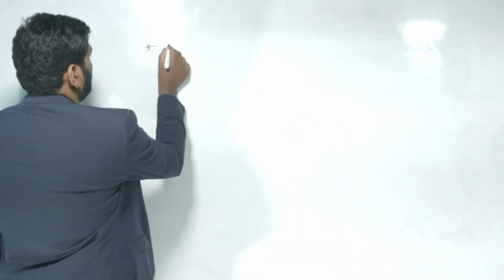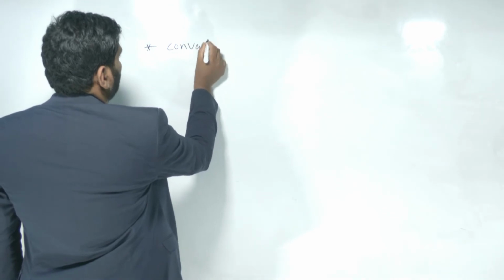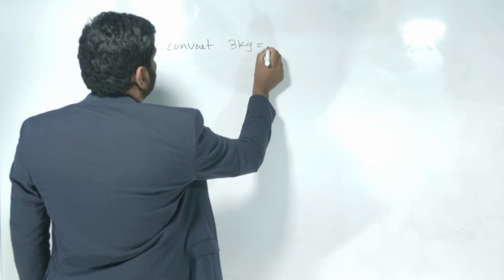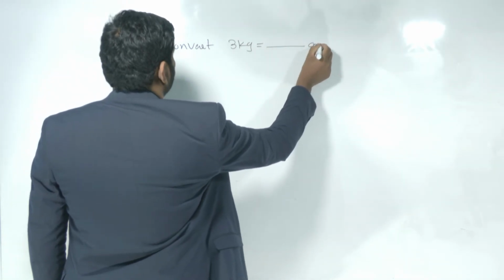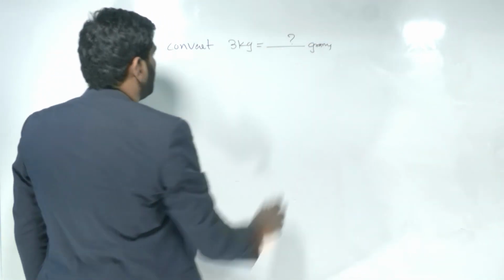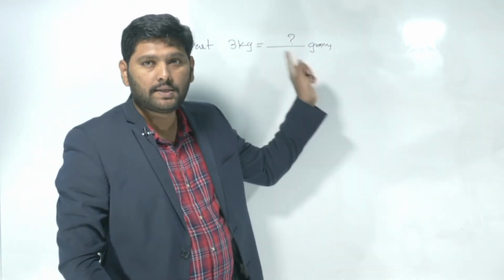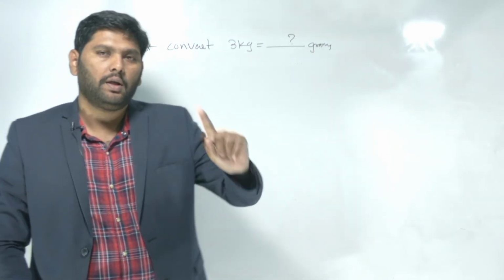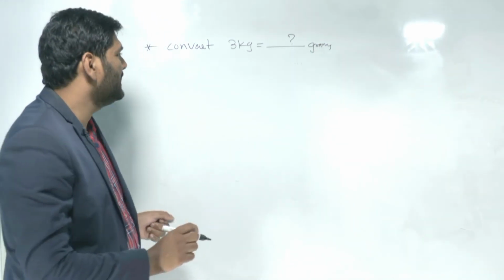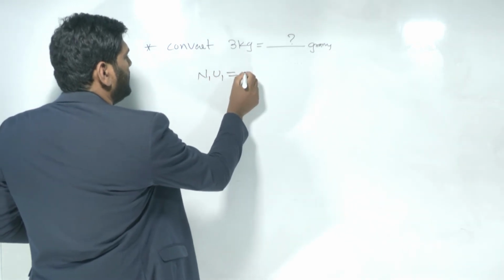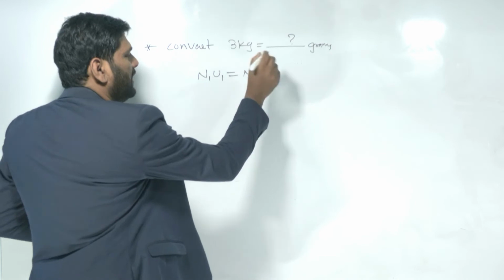The example, let us give about mass. So convert 3 kg mass to grams. So this is a conversion. But here, whenever you are converting one system of unit to another system of unit, the formula you know that, children, yes, you are right. The formula is N1 U1 is equal to N2 U2.